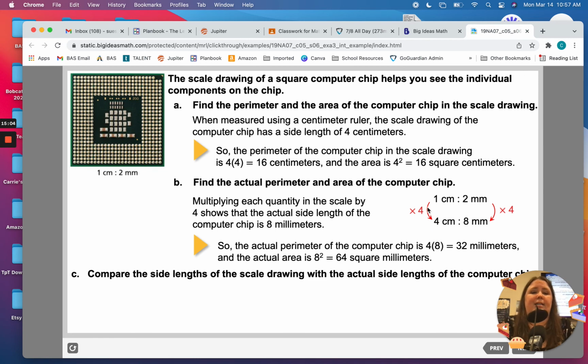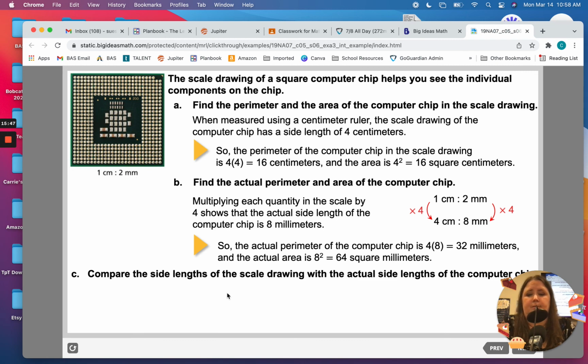So I can't just convert 16 centimeters to millimeters, because you're multiplying to find the area, and so the multiplication would be off. So first convert this. If it was 4 centimeters, how many millimeters is it? 8. So this is 8 millimeters times 8 millimeters to find the area. What's 8 times 8? 64. So when you're finding the area of something, convert the side lengths first, then do the multiplication. Did everybody hear that? Make sense?